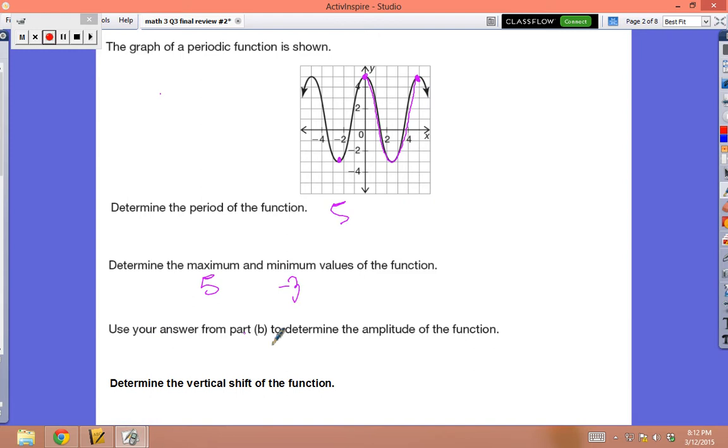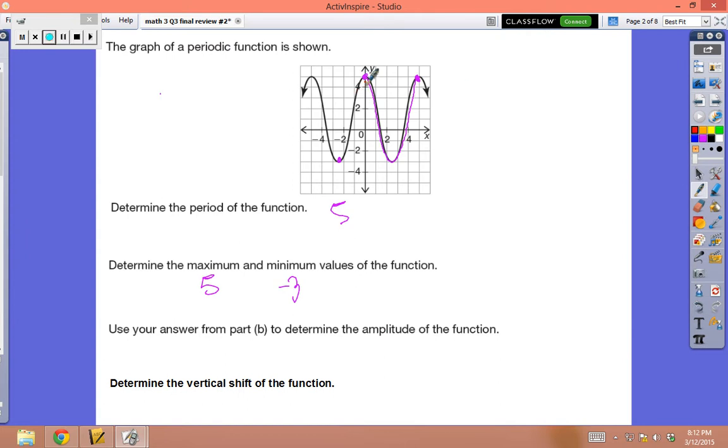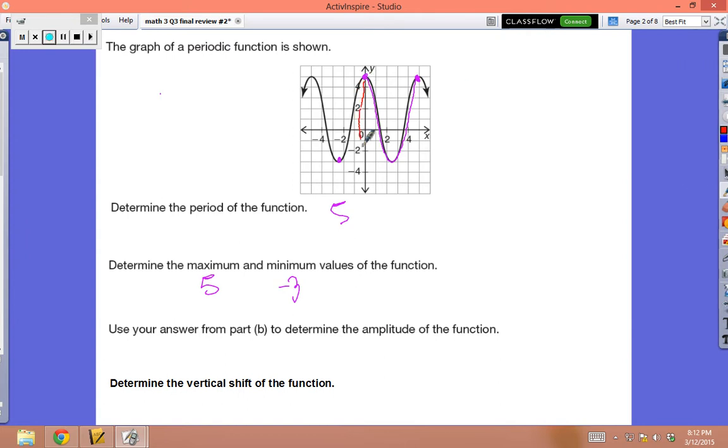Okay, the amplitude. The amplitude is the difference between your maximum and your minimum. So from my maximum all the way down to my minimum, how far is that? What's the distance between that? So if I do 5 subtract a -3, the distance is 8. So I'm going to go 8 units down, 1, 2, 3, 4, 5, 6, 7, 8. So the distance between your max and your min, and then I just need to cut that in half, divided by 2. So my amplitude is 4.